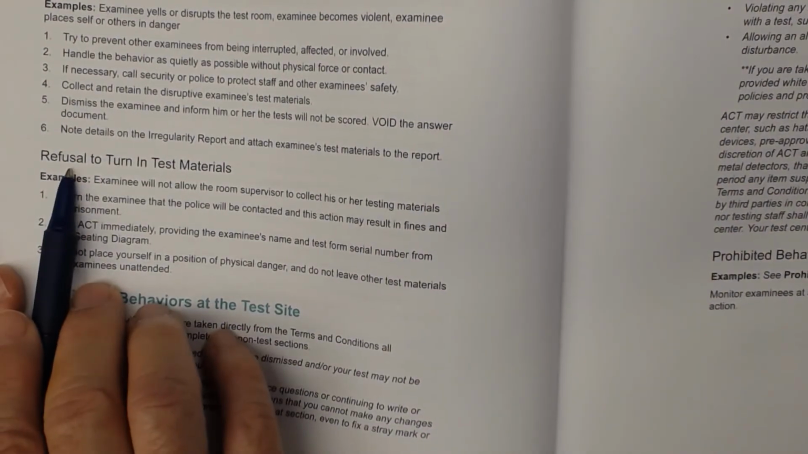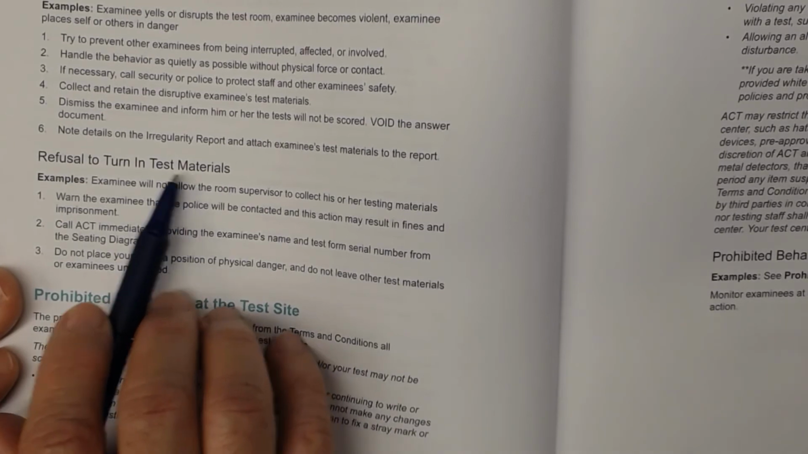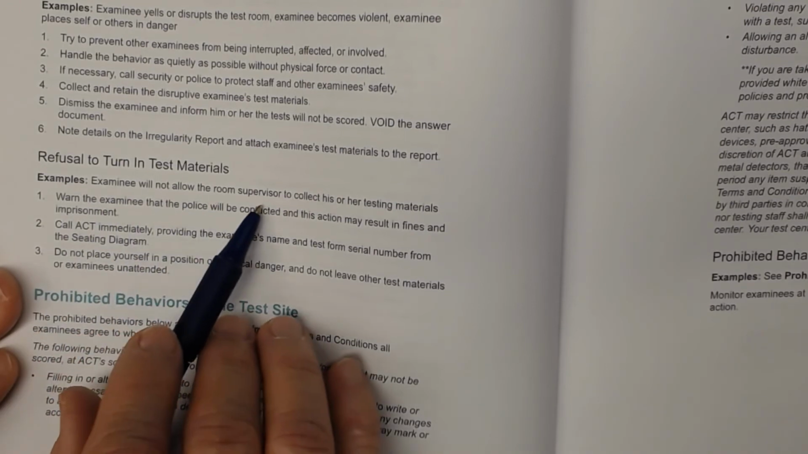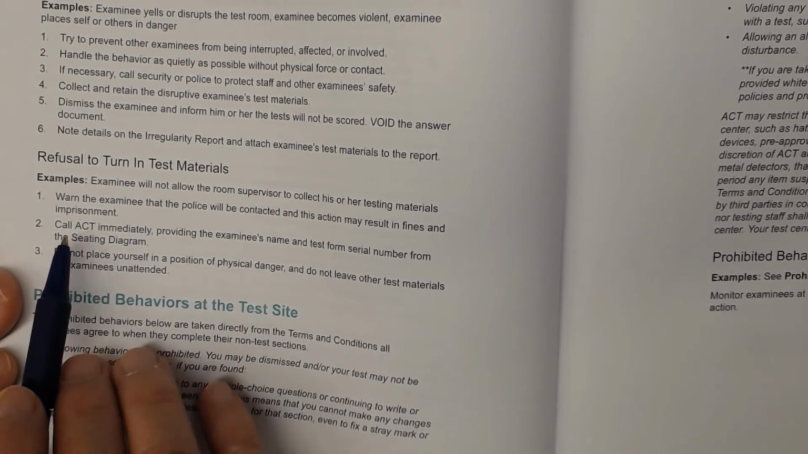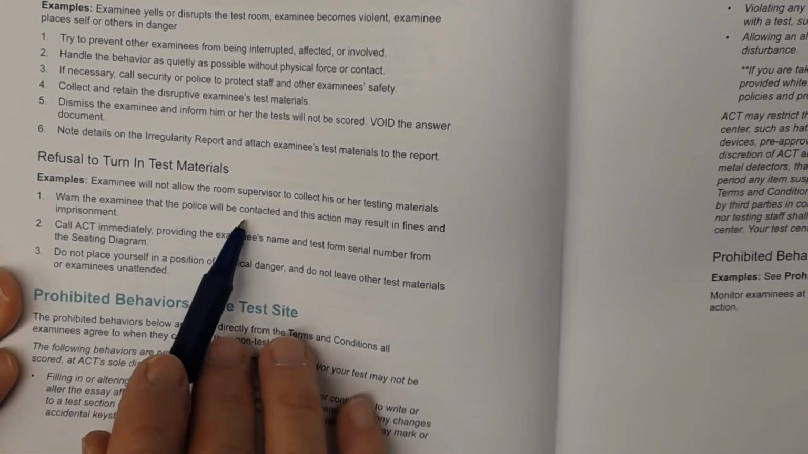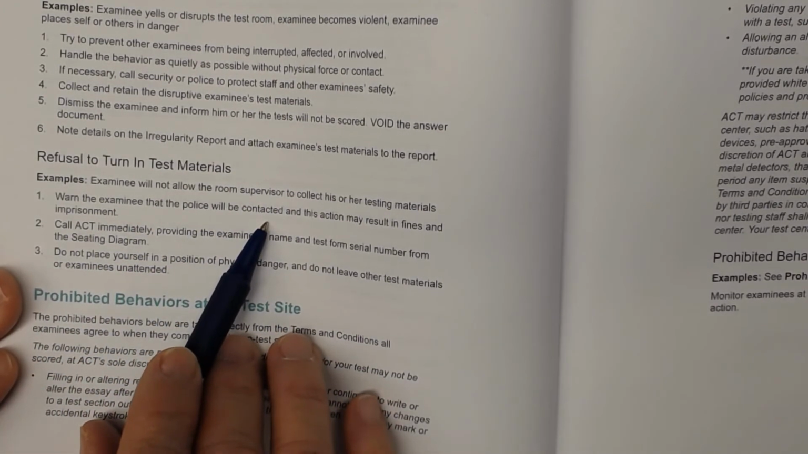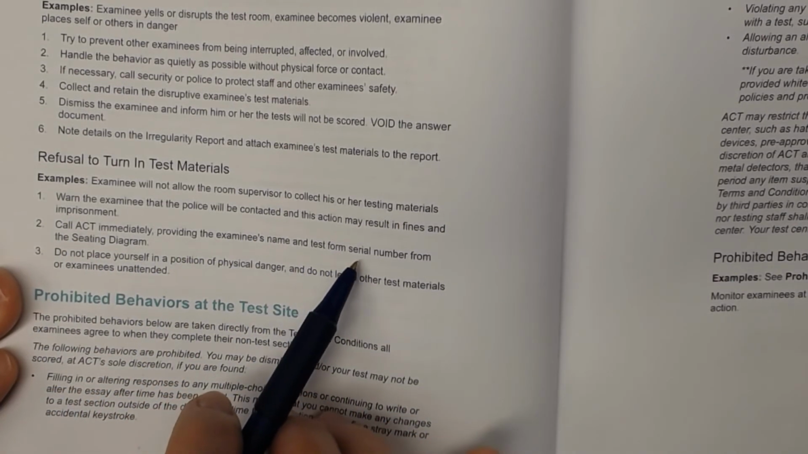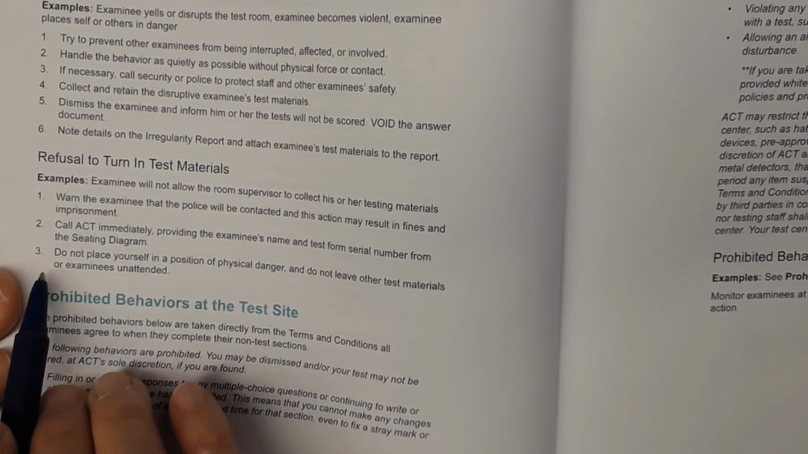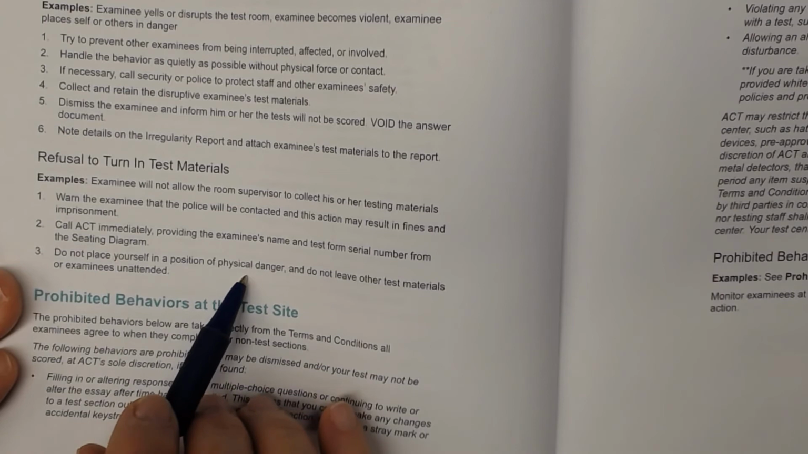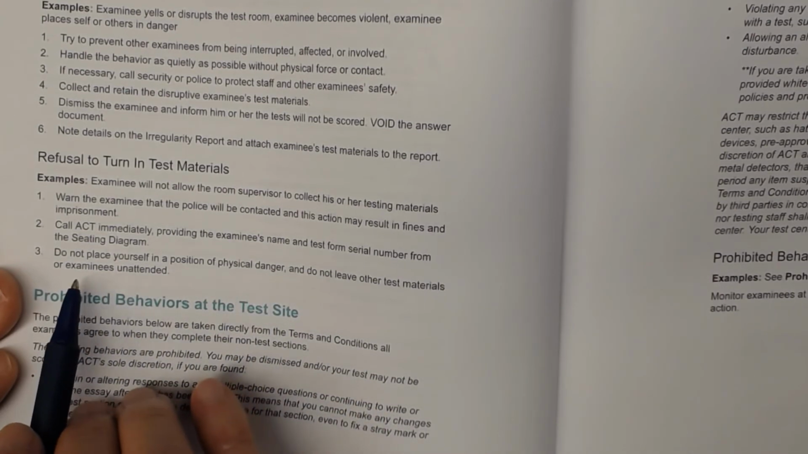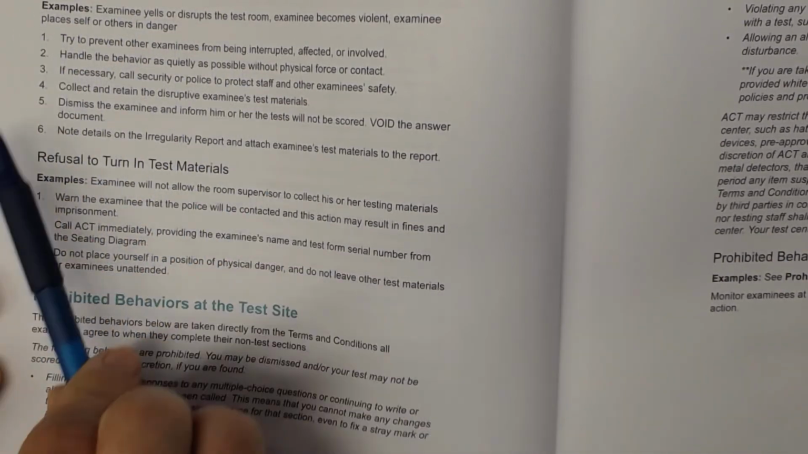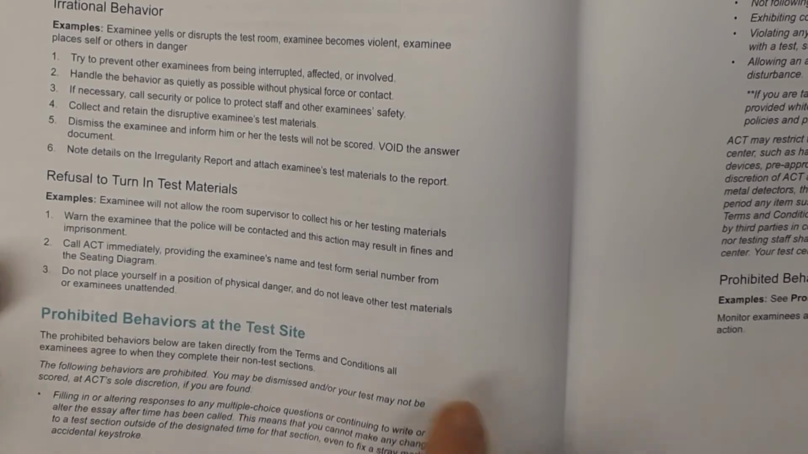We've never had this, refusal to turn in materials. We've never had that. But in the event it does, here's an example. Examinee will not allow the room supervisor to collect his or her test materials. Number 1, warn the examinee that the police will be contacted and this action may result in fines and imprisonment. 2, call ACT immediately, providing the examinee's name and test form serial number from the seating diagram. 3, do not place yourself in a position of physical danger, and do not leave other test materials or examinees unattended.